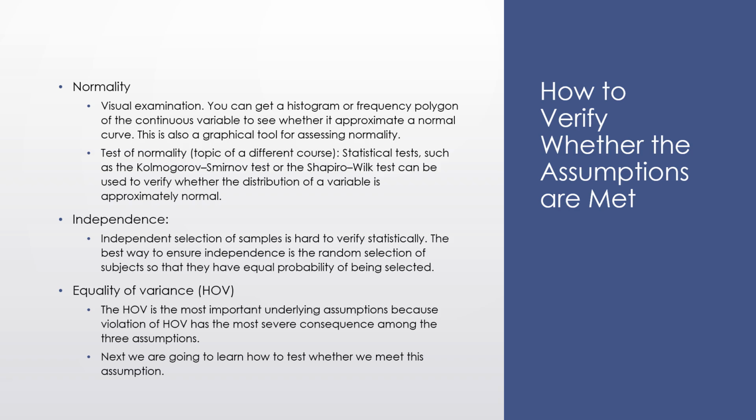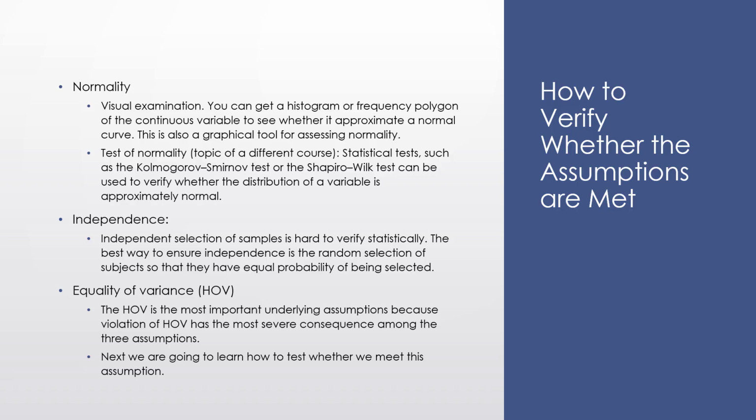First, normality. We can use a histogram or frequency polygon to examine whether the dependent variable approximates our normal distribution. In addition to visual examination, there are statistical tests of normality. For example, the Kolmogorov-Smirnov test or the Shapiro-Wilk test can be used to verify whether the distribution of a variable is approximately normal. Violations of the normality assumption may lead to inaccurate p-values.